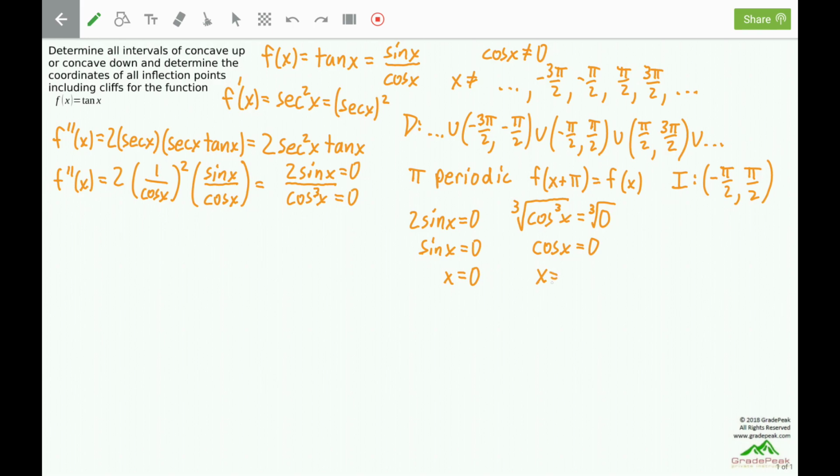And there are none here. So we have one candidate number in the interval of negative pi over 2 to positive pi over 2, and it is x equals 0. We can now draw an interval line, a line representing the interval.